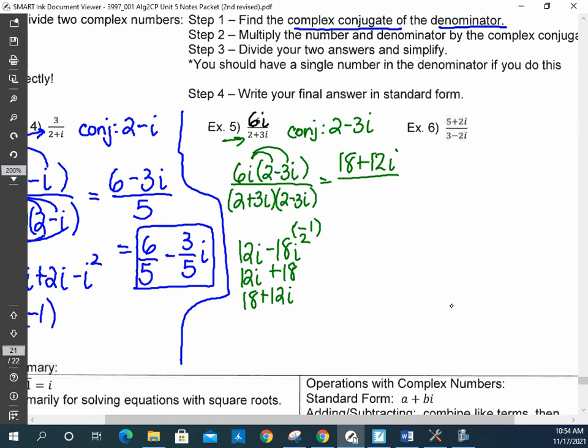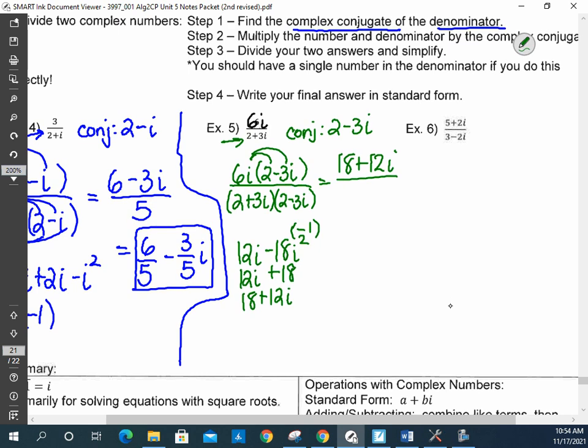So now we work the bottom of the fraction. 2 times 2 is 4. 2 times negative 3i, negative 6i. 3i times 2, positive 6i. 3i times negative 3i, negative 9i squared. The middles are going to drop out again. Negative 9i squared becomes negative 1. Negative 9 times negative 1 is 9, which gives you 13.